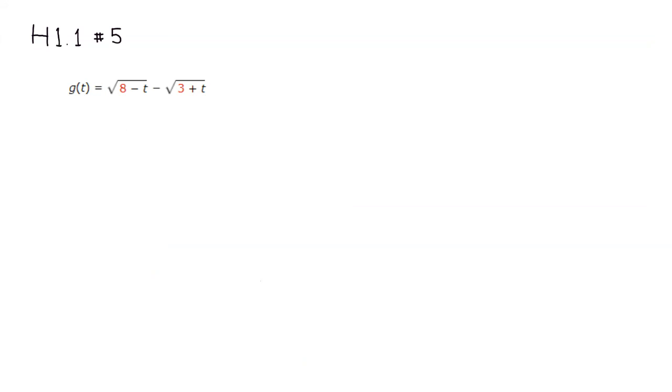Remember, since we have a square root, the rule is that we have to make sure that inside the square root has to be non-negative. We actually have a couple of them, one here and another one, so we have to get a couple of conditions and then put them together.